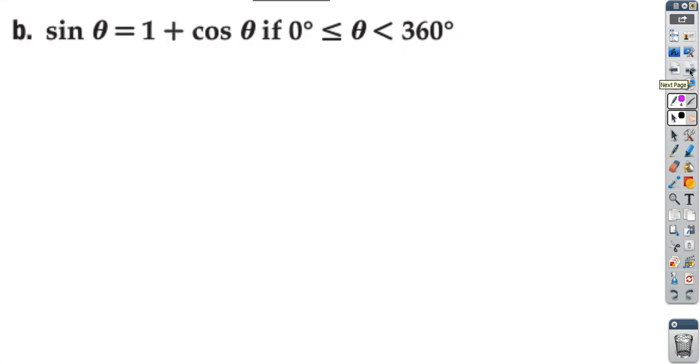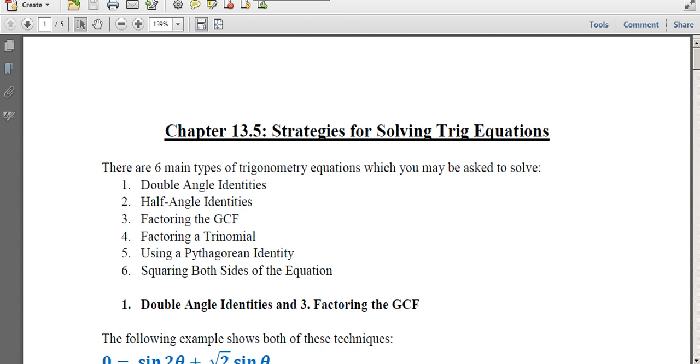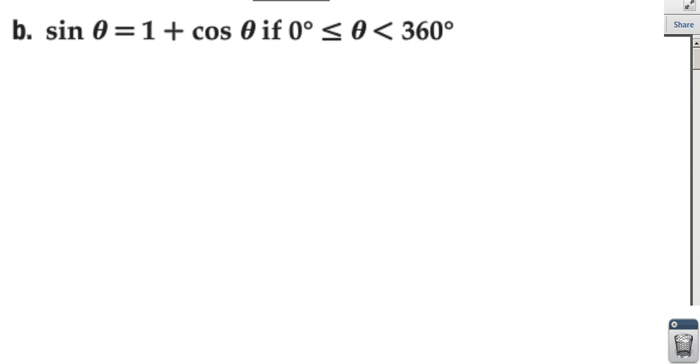All right, let me show you some more techniques here. So just going through our sheet, we've done a double angle one. We haven't done a half angle. We'll get to that. We've done a GCF. By the way, some of these you might have to use several strategies in one from time to time. I think we've had to do that a couple times. We did a trinomial. Pythagorean identity. Well, that's not this one. It will be a next one. But I want to show you the last technique there, number 6, squaring both sides of the equation.